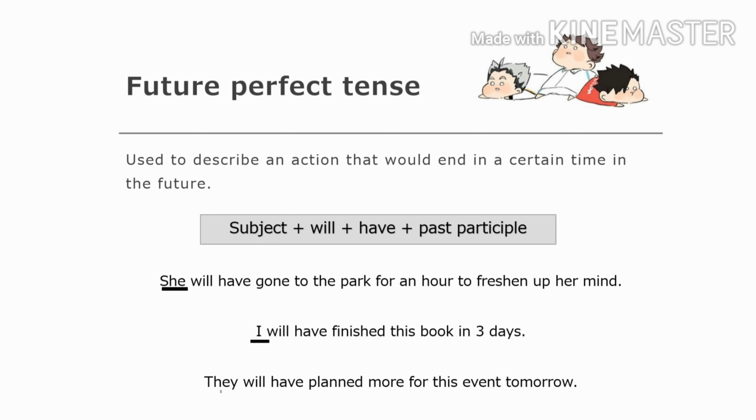She, I, and they here are the subjects, while all three of them use will have in these sentences. And gone, finished, and planned are the past participles.